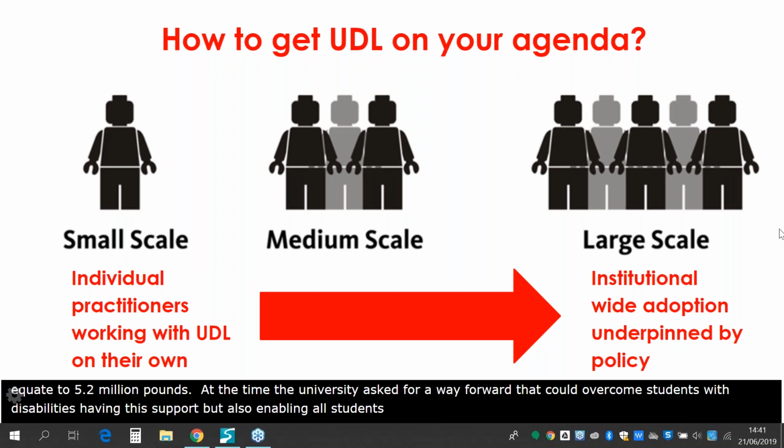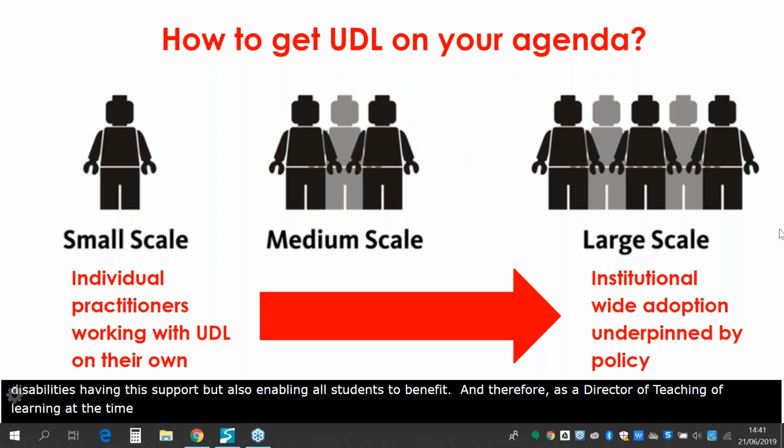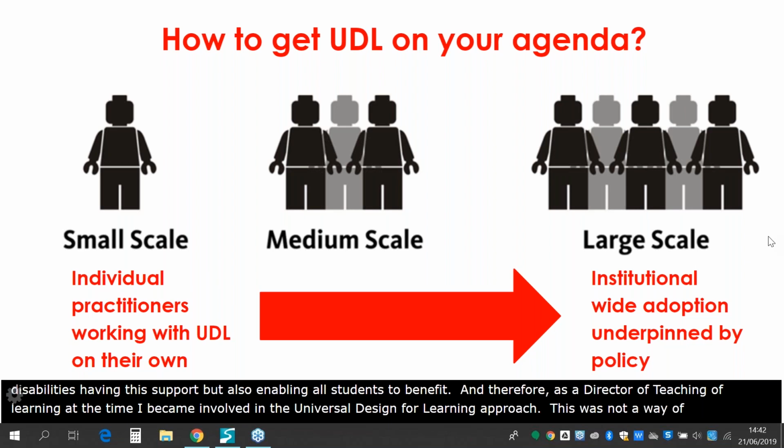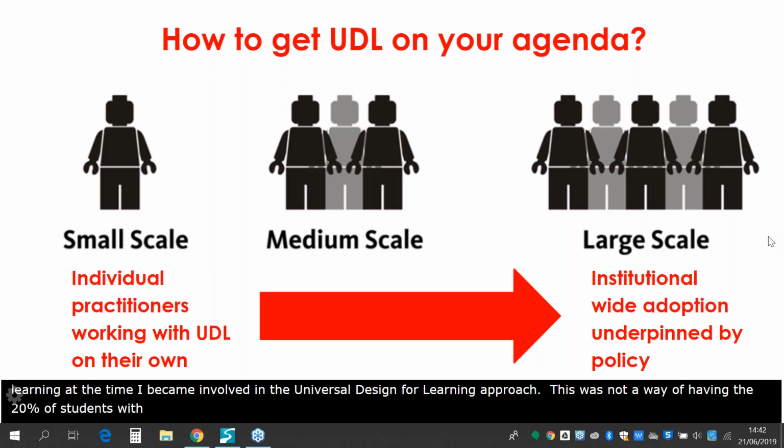And therefore, as a Director of Teaching and Learning at the time, I became involved in the Universal Design for Learning approach. And this was not a way of targeting the 20% of students with a disability. This was going to be applied to all students at the university, and this is in excess of 20,000 students.